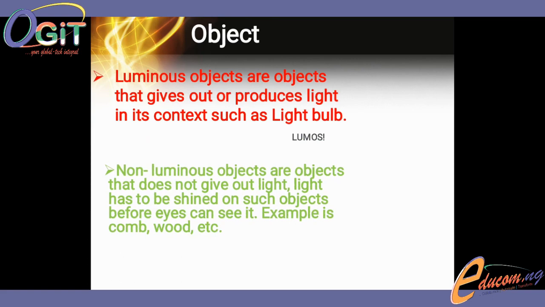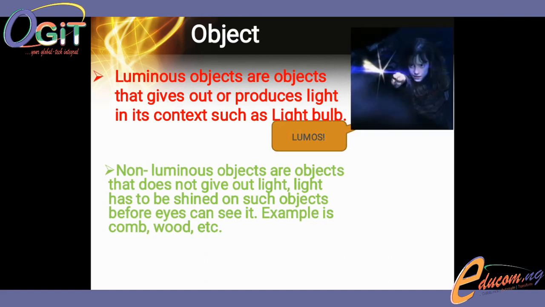Light has to be shined on such objects before eyes can see them, before they can be visible to human eyes. Examples are a comb or wood, if they are not made in a transparent manner or with luminous objects. A good example of a luminous object is that beautiful girl holding a torch light. A torch light is an example of a luminous object because it produces light.